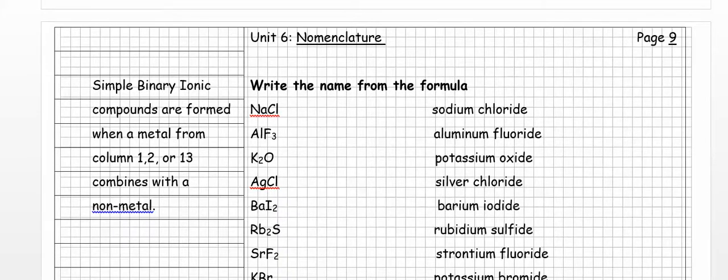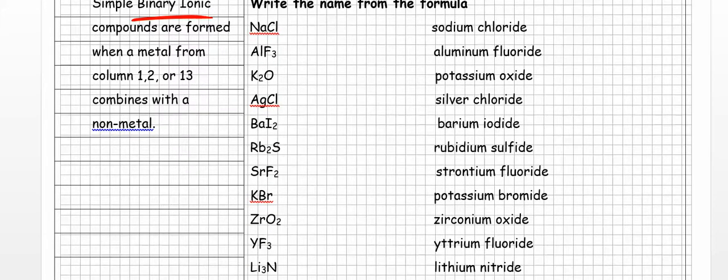Let's look now at simple binary ionic compounds. Simple binary ionic compounds. That means you're dealing with elements from the first, second, or 13th column only, right? And these are just as easy as they can get because you don't have to worry about that mono-di-tri business. You don't have polyatomic ions to deal with. You don't have even transition metals to deal with. These are simple ionic. NaCl, sodium chloride, chlorine, change the -ine to -ide, sodium chloride.